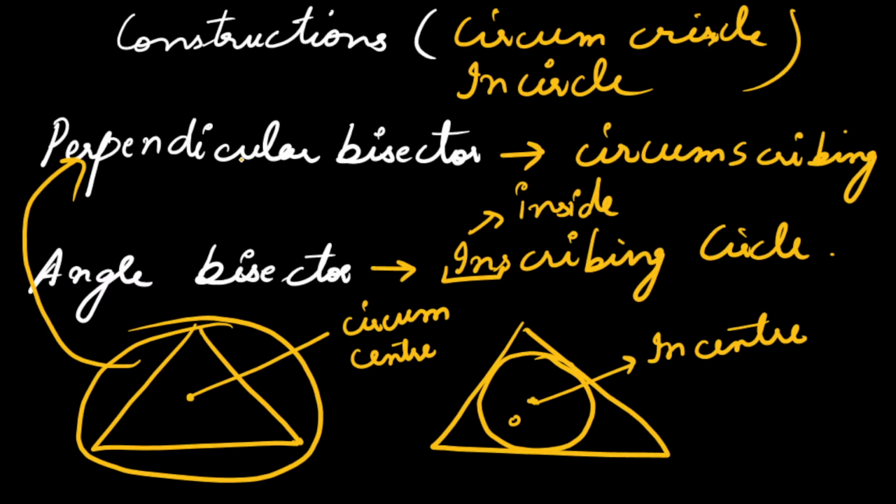So, perpendicular bisector we are going to use while drawing the circumcircle, and it will be outside of the polygon. You can see I have drawn it here. Angle bisector we will be using to draw the incircle or inscribing circle, and in this case the circle will be inside the polygon.